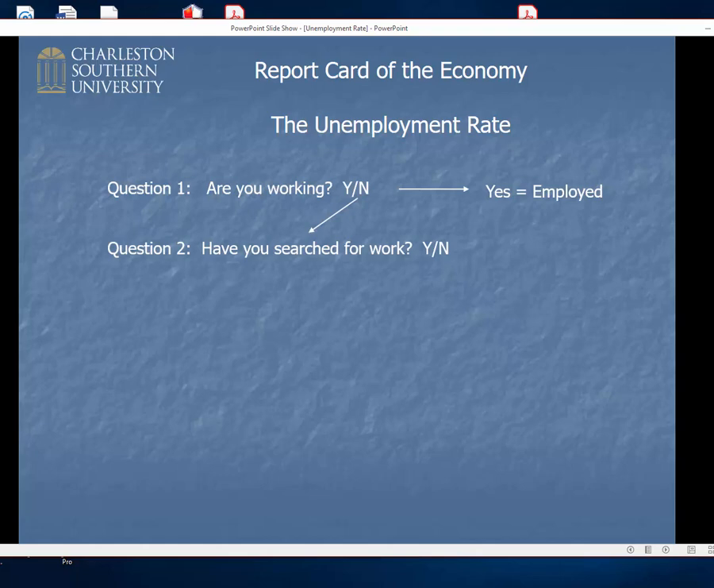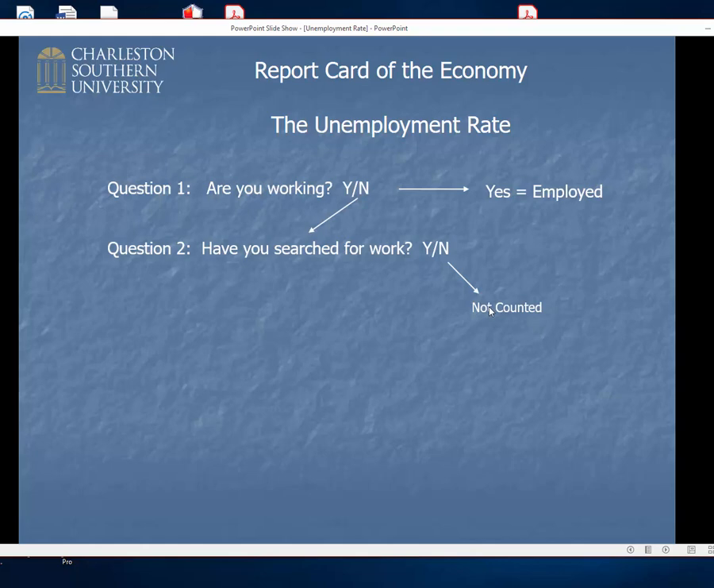It might be in the last 2 weeks, or it might even be as much as the last month, but I think it's less than that. I'm not going to ask you what the actual time is, but the question is basically, have you searched for work, yes or no? If you answer no, that you haven't searched for work, then you're not counted anywhere.